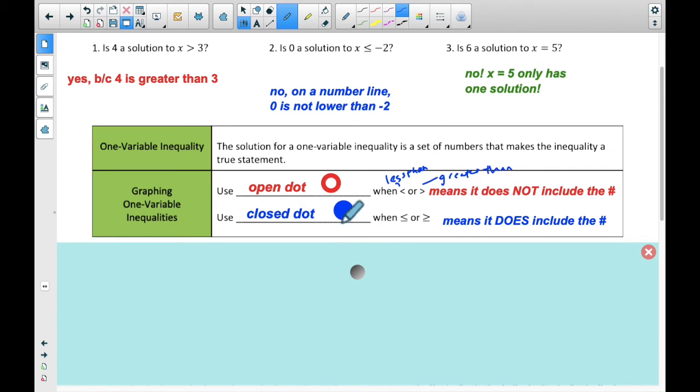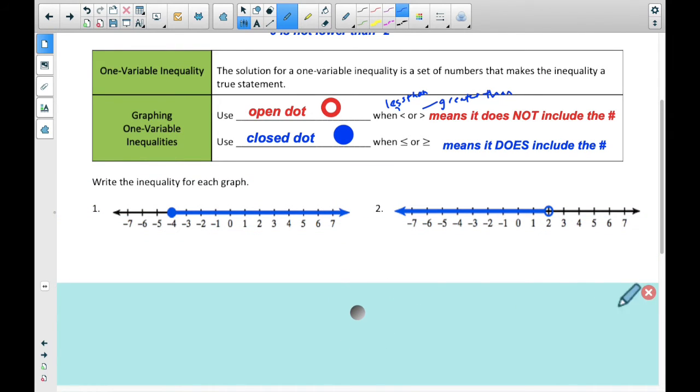If it is a solid dot like this, then we say less than or equal to or greater than or equal to. And that means it does include whatever number we're talking about. So that's like on this one. X is less than or equal to negative 2? Yes. Negative 2 is included in that. But so is negative 3 and negative 5 and negative 8,000. All of those are in there too.